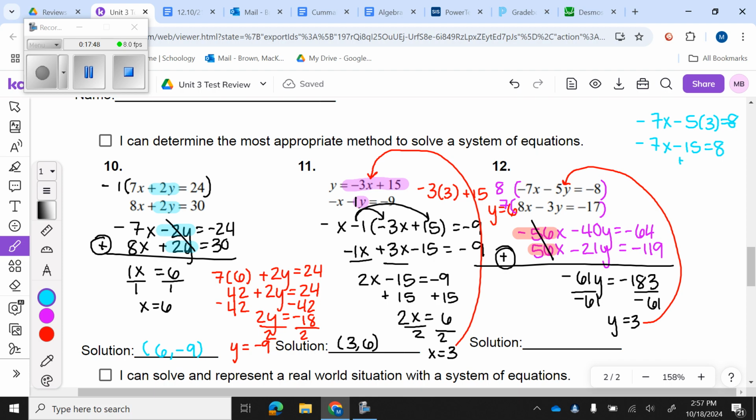Okay, so I'm going to add 15 to both sides. And we have a negative 7x equals, again, this is a negative 8. I missed that. So I'm doing negative 8 plus 15, sorry, equals 7. Divide both sides by a negative 7. And I'm going to get x equals negative 1. Okay? Make sure to go write your answer as an ordered pair. So you're going to have negative 1, 3.